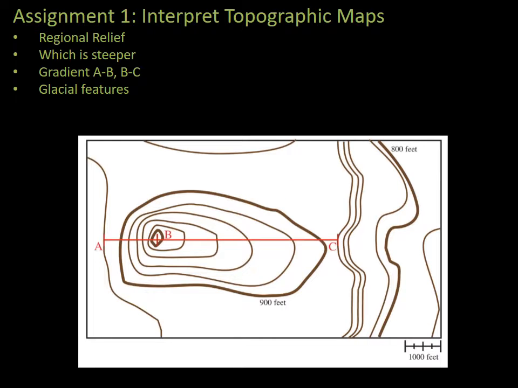There are a number of questions in the assignment regarding interpreting this topographic map. A number of things you need to look at and figure out, and some calculations to do. One is the regional relief. Regional relief is just the highest elevation on the map minus the lowest. So you need to figure out the elevation of all of the contour lines, find the highest one, find the lowest one, and then do the subtraction.